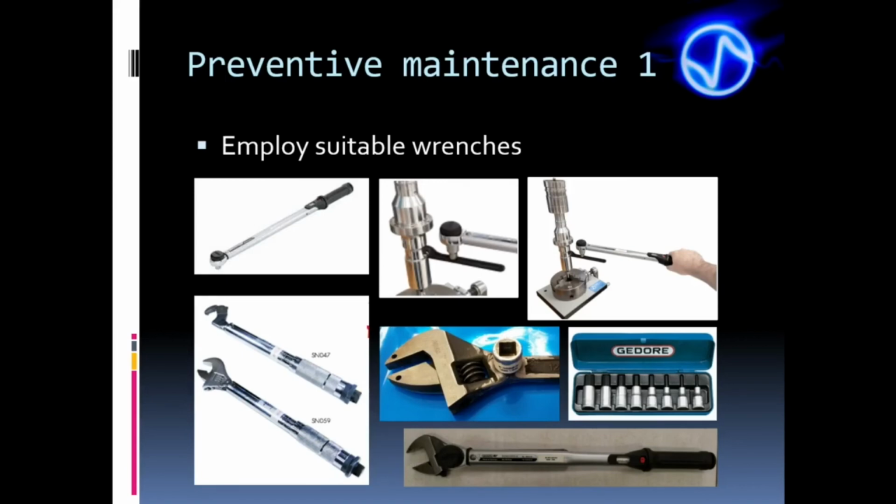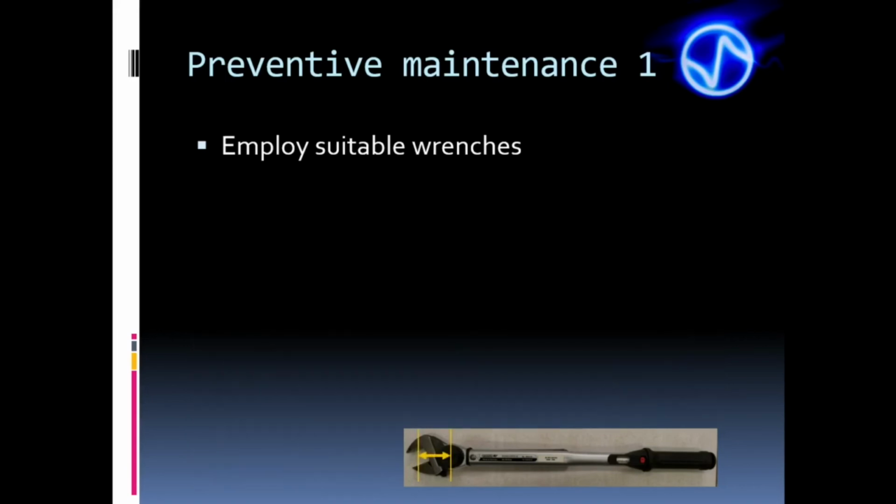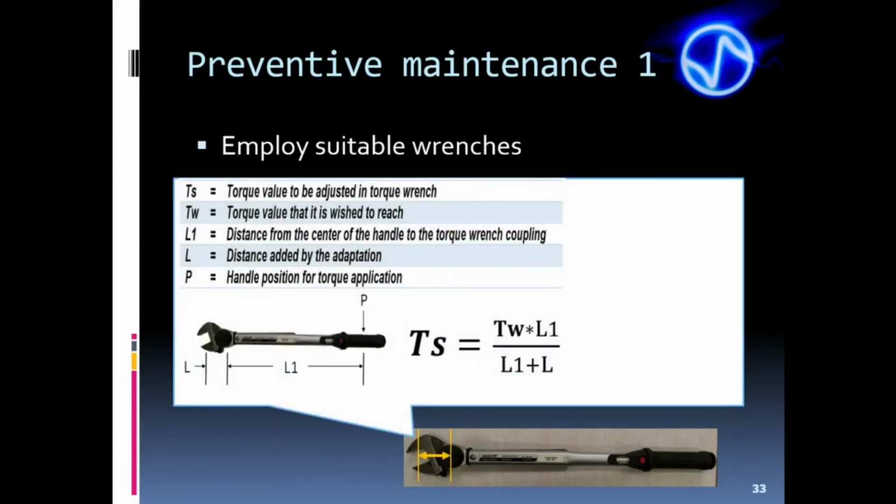But this adaptation has a side effect, which is to increase the lever arm, because the support point that was the torque wrench connection has become the center of the wrench contact. This math works around the problem. Here, Ts is the value of the torque to be set in the torque wrench. Tw is the value of torque that we wish to apply to the stack elements. L1 is the distance from the center of the handle to the support of the torque wrench, and L is the distance added by the adaptation made.